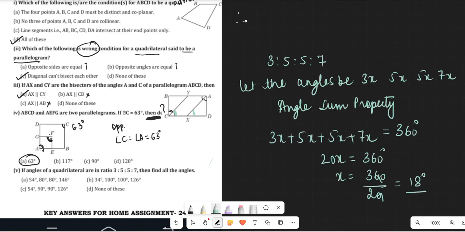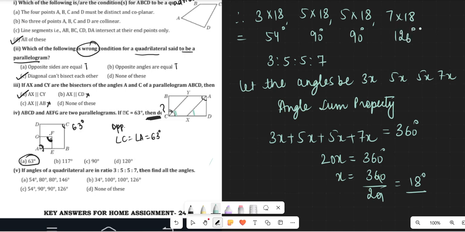So therefore the angles are 3 into 18, 5 into 18, 5 into 18 and 7 into 18. 3 into 18 is 54 degrees, 5 into 18 is 90, and then again 90, and then 7 into 18 would give me 126 degrees. So here my answer in order would be 54, 90, 90, 126.